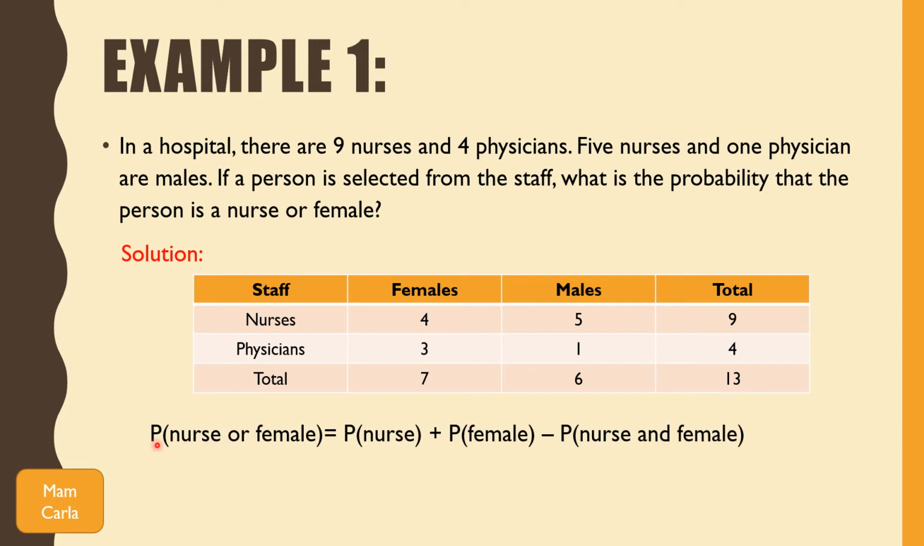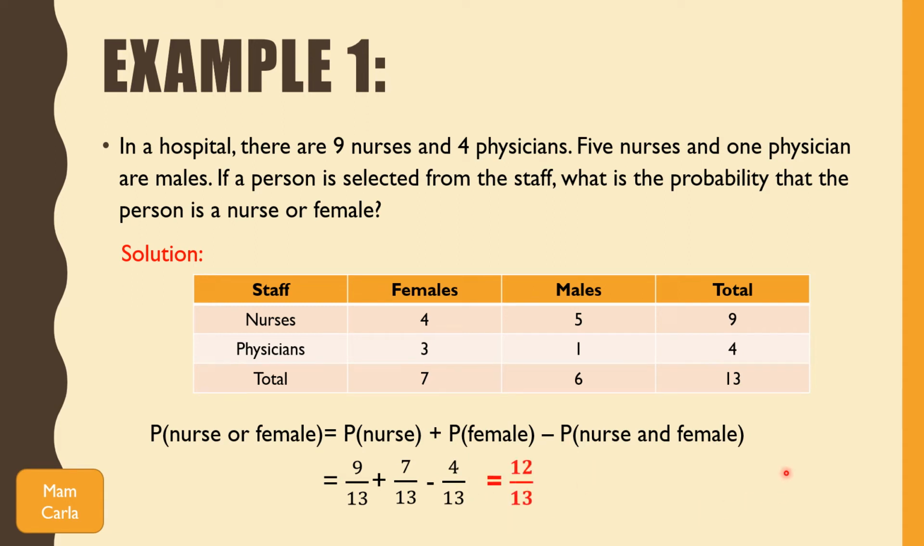So we will be using the formula, the probability of nurse or female equals the probability of nurse plus the probability of female minus the probability of nurse and female. So since we're looking for the probability of nurse, that is 9 over 13. The probability of female here, we have 7 female, so it means that the probability of female is 7 over 13. And the probability of nurse and female, which is 4, so we have to subtract 4 over 13.